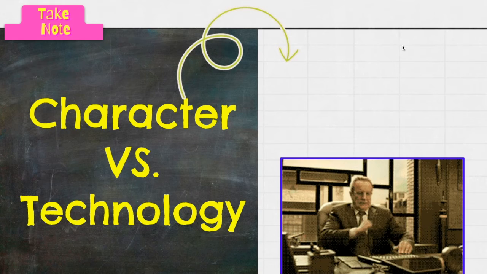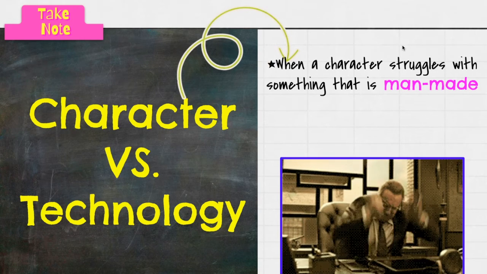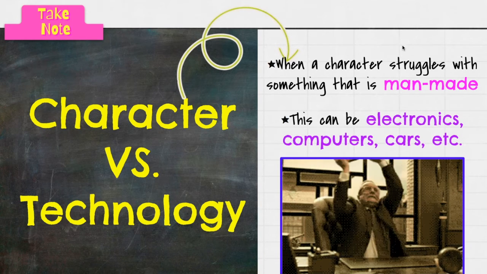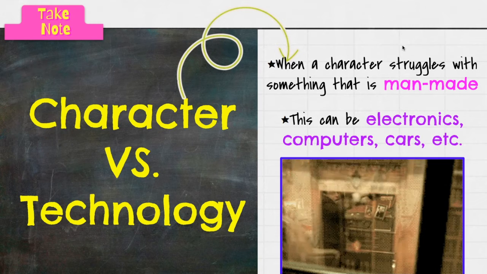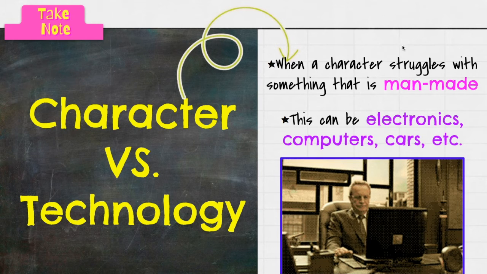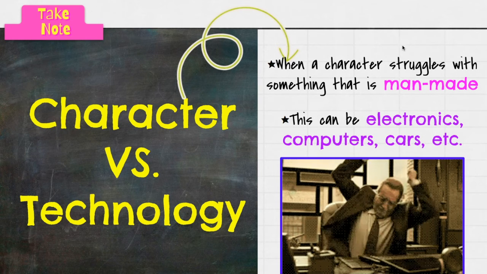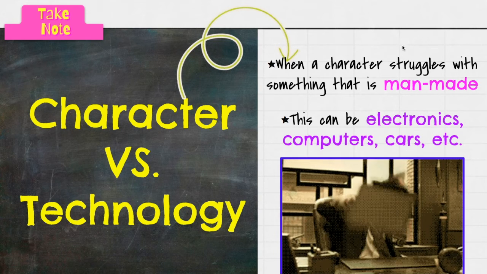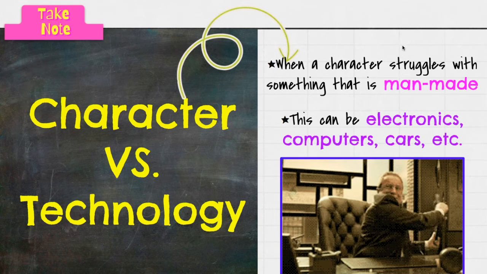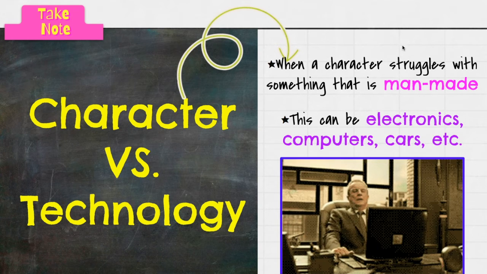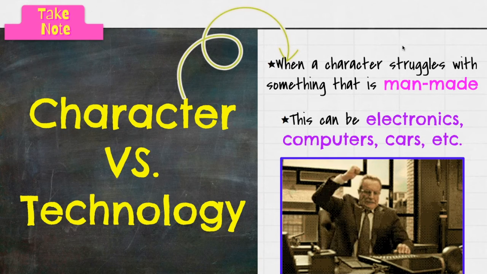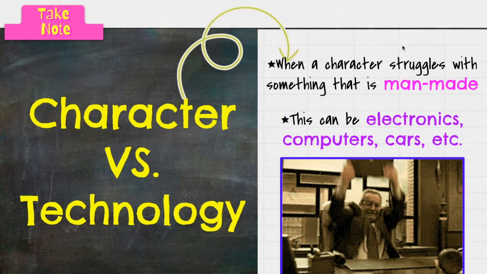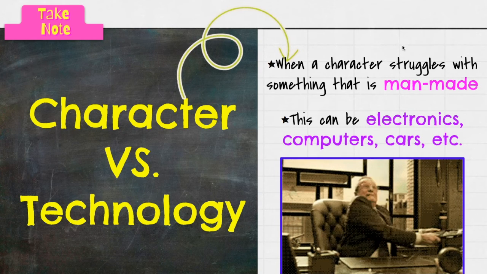Character versus technology. And so this is when a character struggles with something that is man-made. And this can be electronics, computers, cars, robots. Frankenstein is man-made. So anything that is man-made is character versus technology. So look at our little example here. This dude is obviously struggling with his computer, so he's having a major conflict there. But it doesn't just have to be computers. Anything that's made by a person would fall into this category if the character is struggling with it.